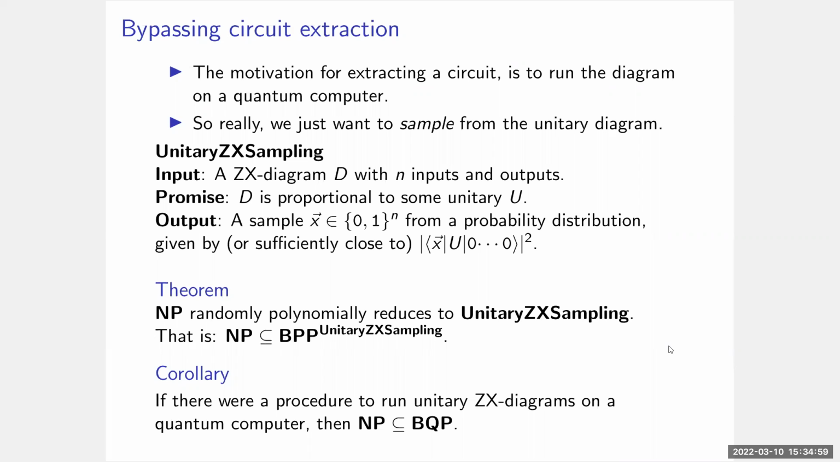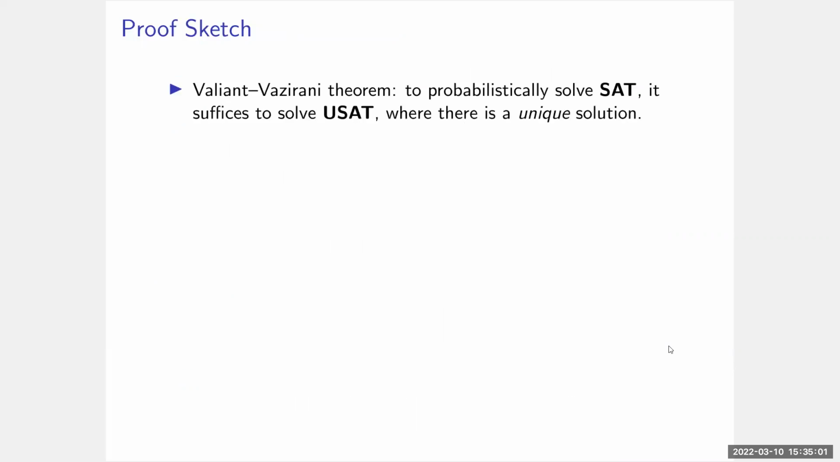Okay, then let me sketch the proof. There is this thing called the Valiant-Vazirani theorem, and this says that to probabilistically solve SAT, it suffices to solve USAT, which stands for unique satisfiability. So this means that we're given a Boolean formula, and we're asked if there is a solution to it or not. But we are promised that if there is a solution, the solution is unique.